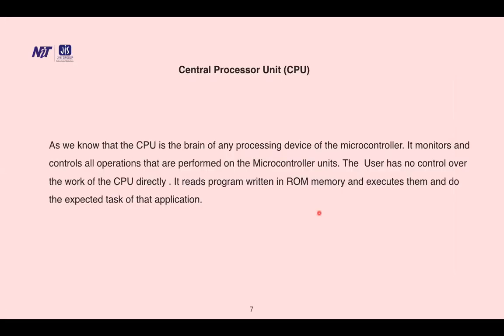So the central processing unit, CPU. As we know, the CPU is the brain of any processing device or microcontroller. It monitors and controls all operations that are performed on the microcontroller units. The user has no direct control over the work of the CPU. It reads programs written in ROM memory and executes them to do the expected task of that application.